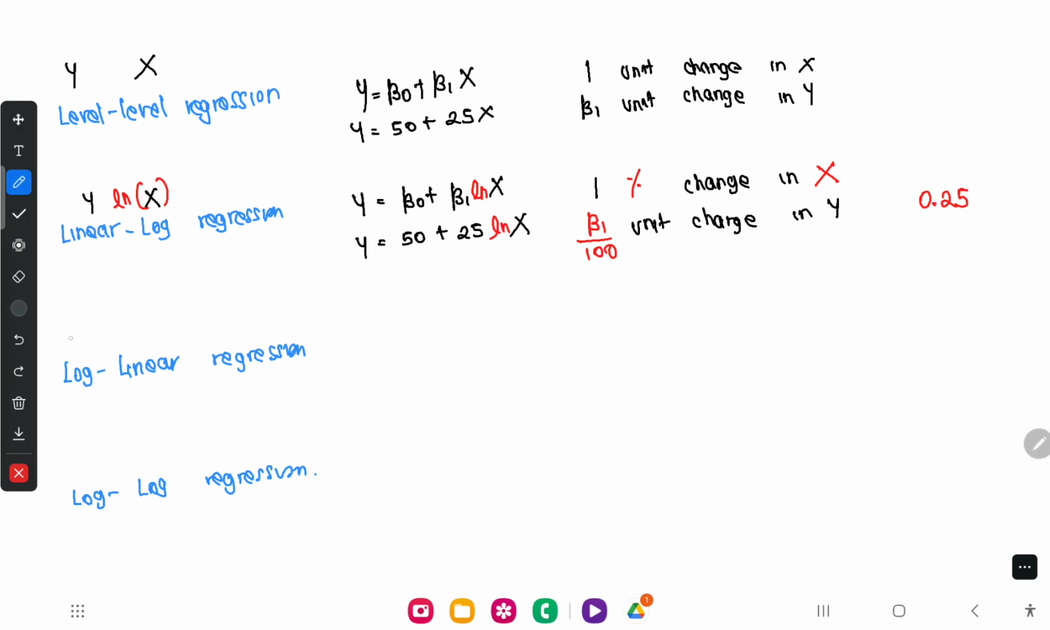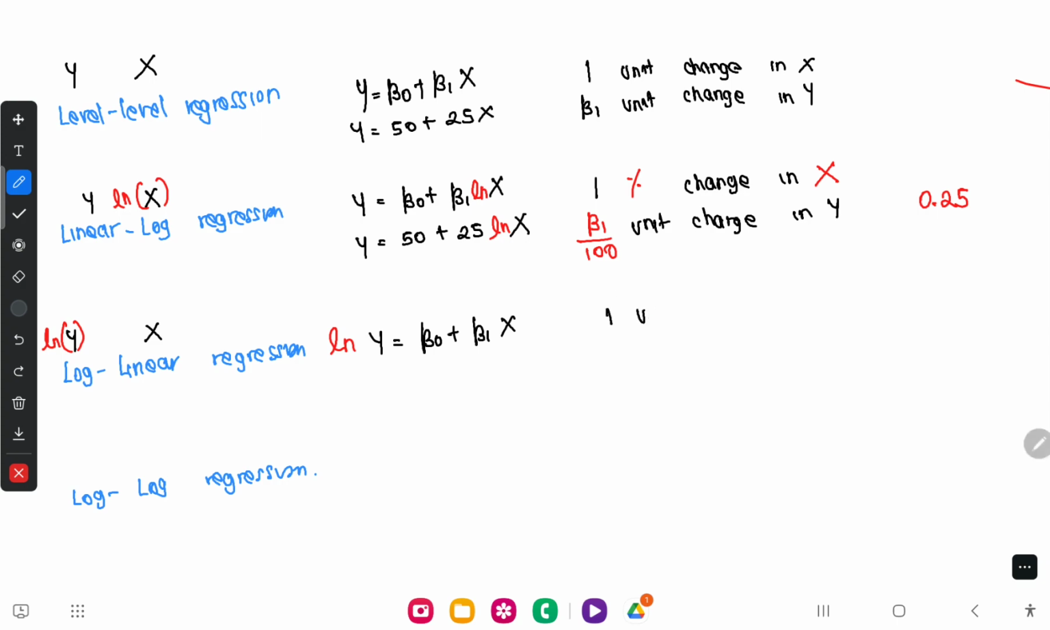Here log is being applied to the y variable. x is the same as before, where we have the absolute change. So ln will apply to y. ln y equals beta naught plus beta 1 x. So here x is going to increase by a unit change. Why? We are not applying log for it.